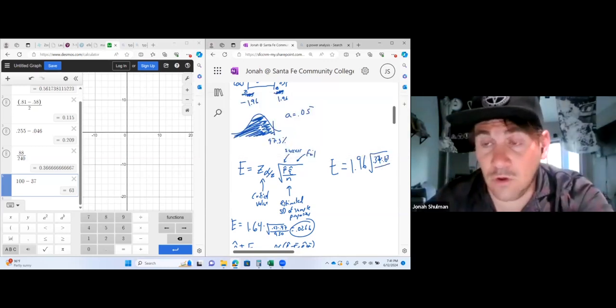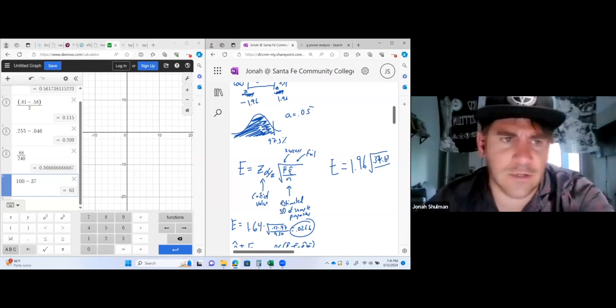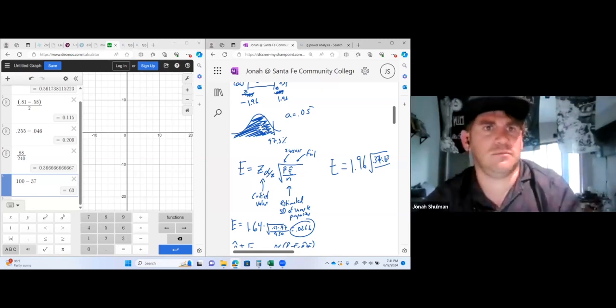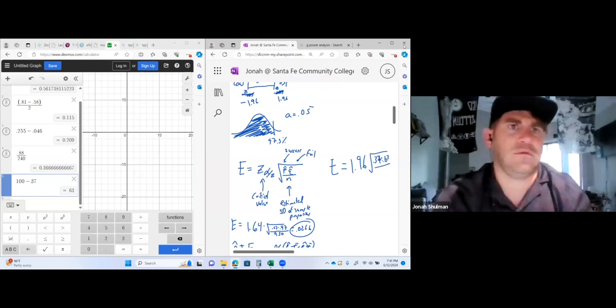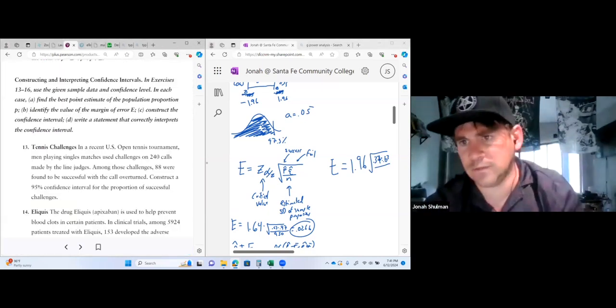Remember, this is good call overturned, and this is not overturned. And then we have to divide this by our N. And our N was, oh my God, I forgot. What's our N? 240. This is going to give me the error, so I should be good to go after this.